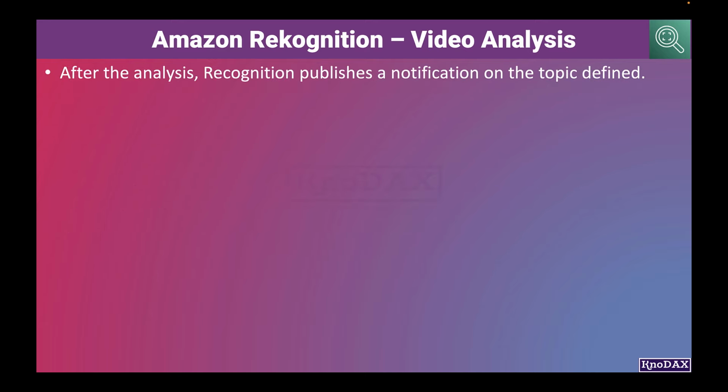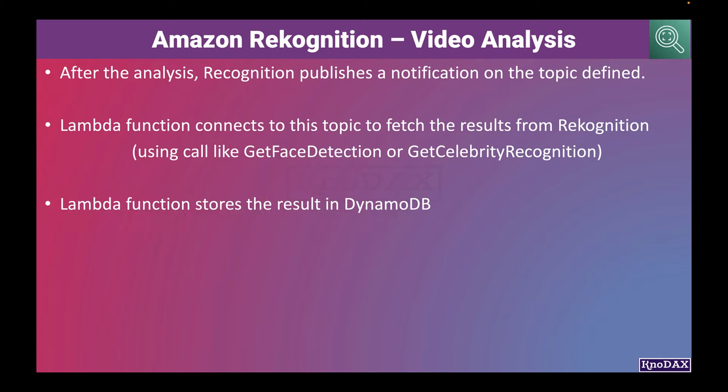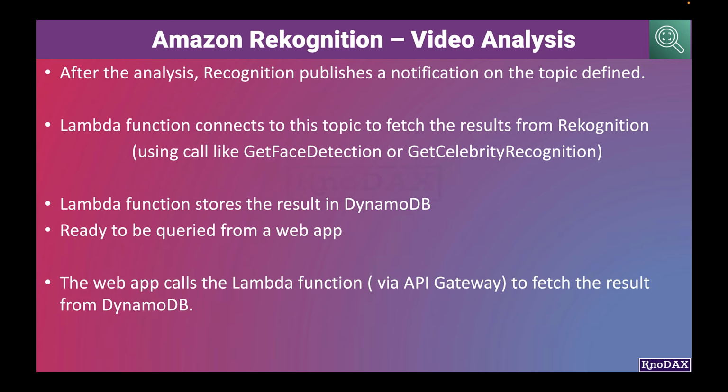We connect to this topic to invoke a Lambda function, which then fetches the results from Rekognition using the next appropriate call like Get Face Detection or Get Celebrity Recognition. When the Lambda function gets the results, it stores them in DynamoDB ready to be queried from a web app. The web app makes API Gateway calls to call the Lambda function to fetch the result from the DynamoDB.